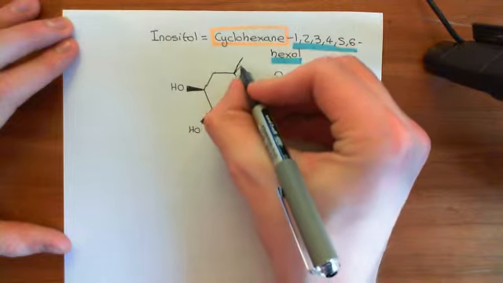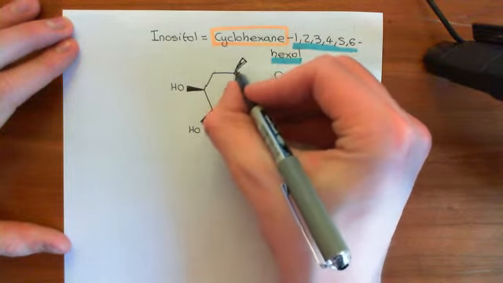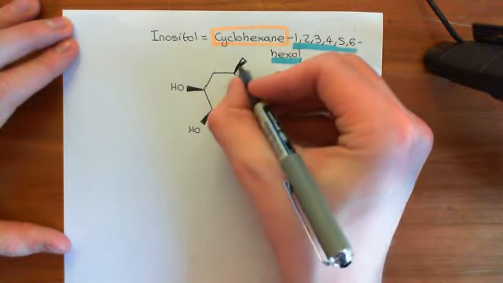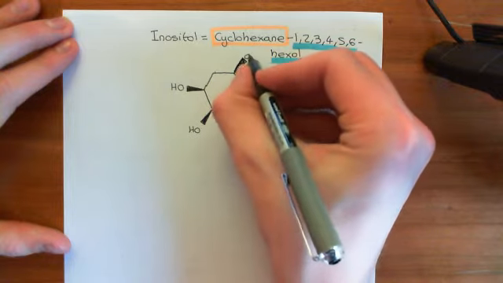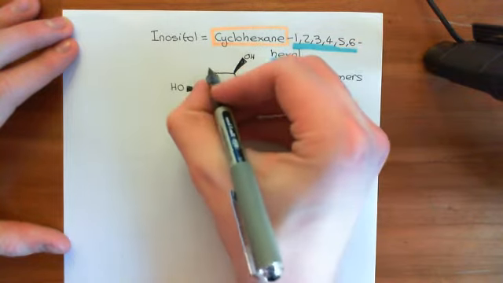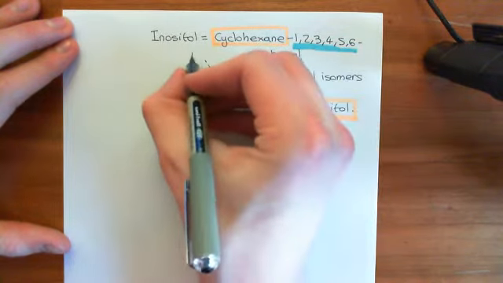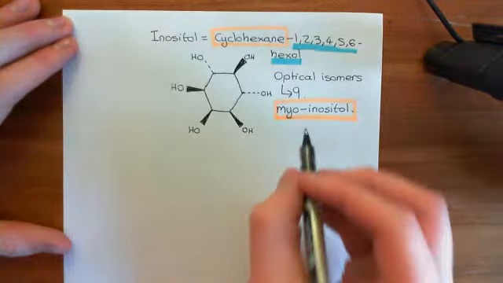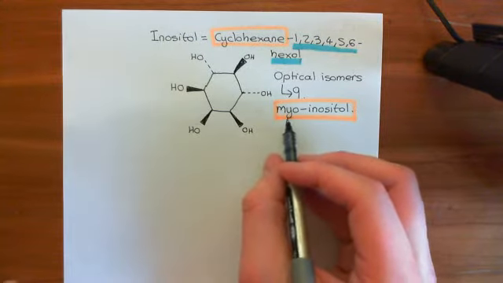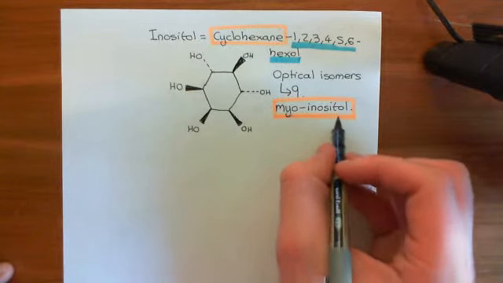The alcohol group that then comes off this carbon is coming out of the page towards us once again. Okay, and then finally the alcohol group that comes off this carbon is going into the page away from us. So this is the structure of the optical isomer myo-inositol.